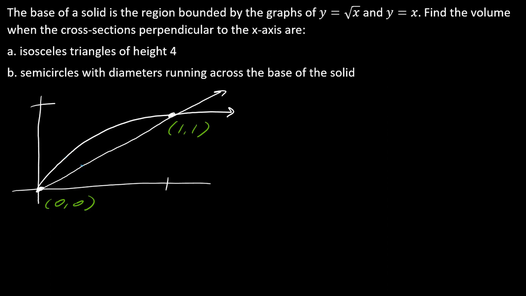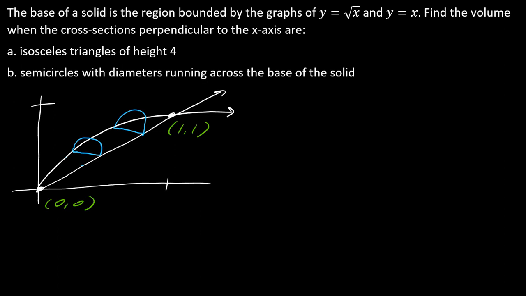Okay, so I kind of left the same drawing up, and now we have that the cross sections are semicircles with the diameters running across the base of the solid. So now I have this semicircle, so the base is going like this, and then I've got a circle popping out. See that? All right, so what's the formula then for a semicircle?